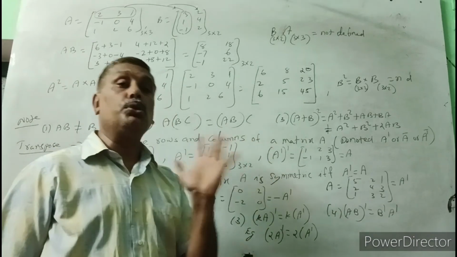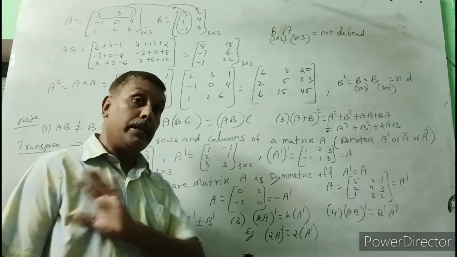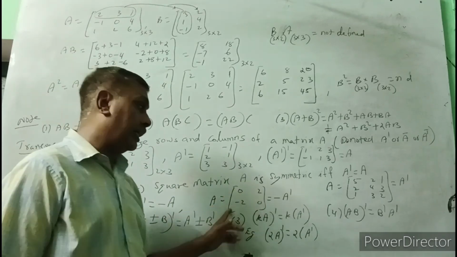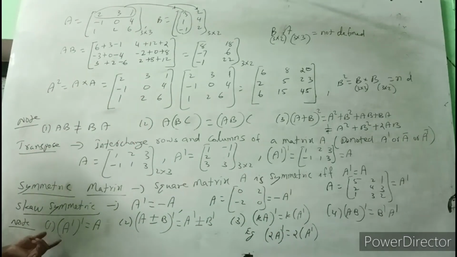Then only is it a possibility of a skew symmetric. That doesn't mean that it is always skew symmetric. Then you have to check whether the transpose is coming negative or not. Some properties of transpose are written.